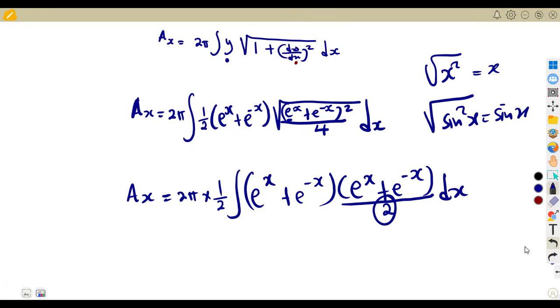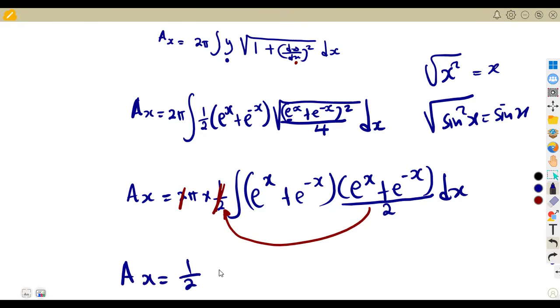What about this one, the 2 here? We have to take it also out of the integral. So meaning to say, out of the integral, this will cancel here that we already have half and a 2. So we're going to take this half out of the integral. So our area with respect to x is going to be given as 1 over 2, the integral of. If we take this out of the integral, what are we remaining with inside of the integral?